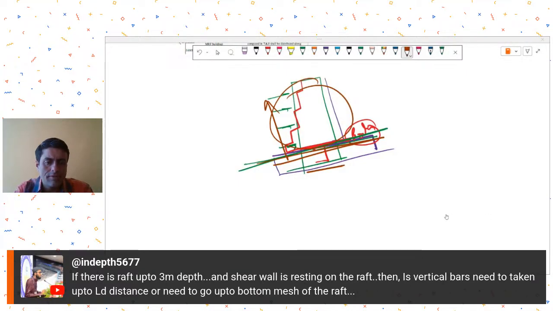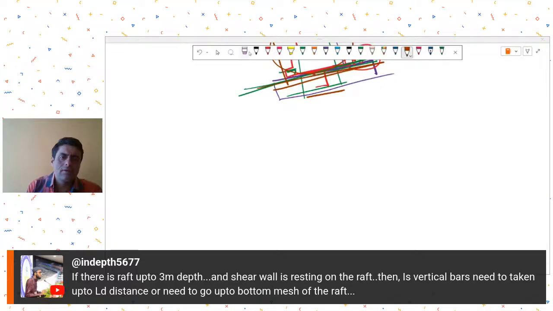In depth 5677 is asking, if there is a raft up to 3 meter depth and a shear wall is resting on the raft, then are the vertical bars needed to be taken up to LD distance, or do we need to go up to the bottom mesh of the raft? See, from a practical viewpoint, it will be better if you can take them up to the bottom.